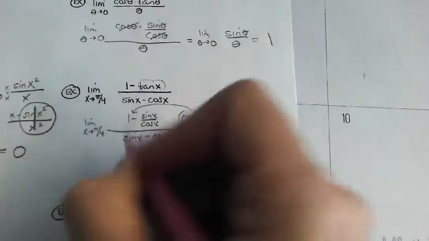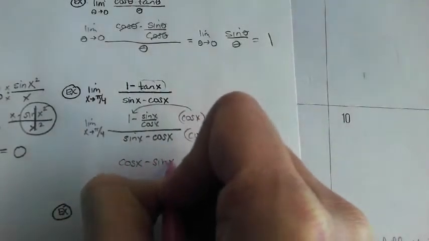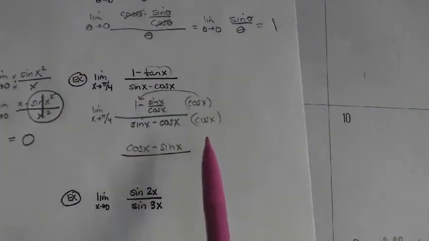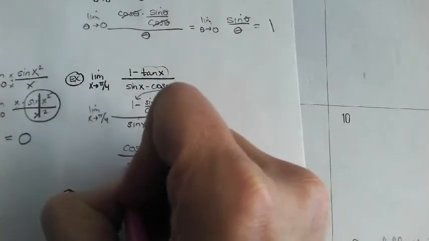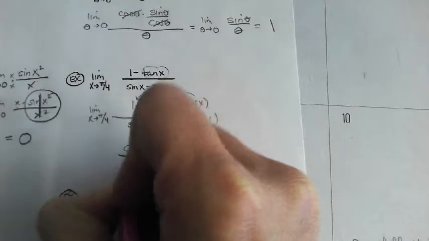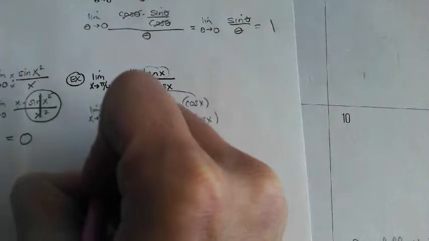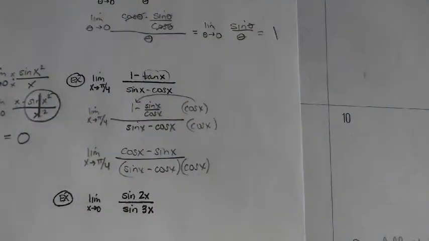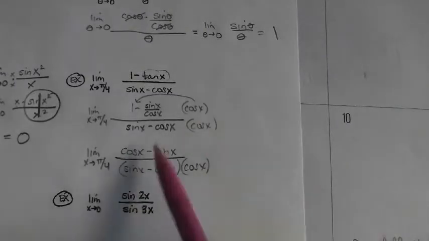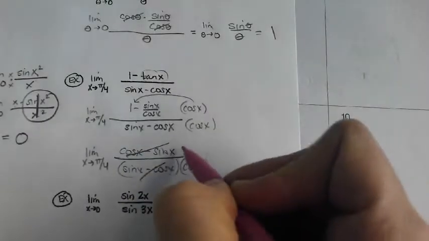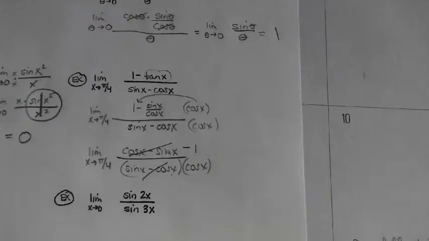But you distribute your cosine to get rid of your complex fraction. I'm not going to distribute the cosine in the denominator, and perhaps some of you can already see why. Why didn't I? What can I now do? Cancel, sort of. Cosine x minus sine x, and sine x minus cosine x will be -1. So this all boils down to just -1 over the cosine of x.